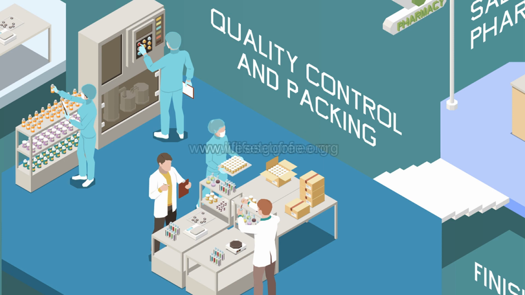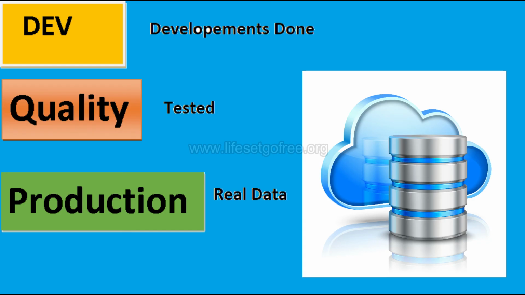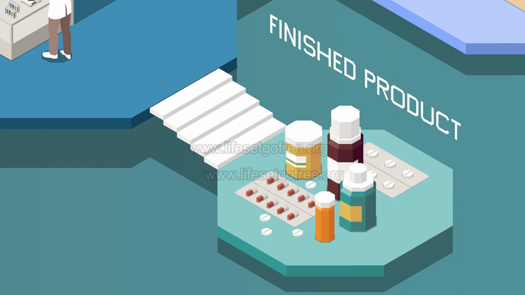That means it will have the same information as the production. It will have all the data similar to production. Here we will test everything. Once this quality test is done, when everything is perfect, then we will move it to the production server where the real information is seen. Okay, so we will have 3 parts in the system landscape.